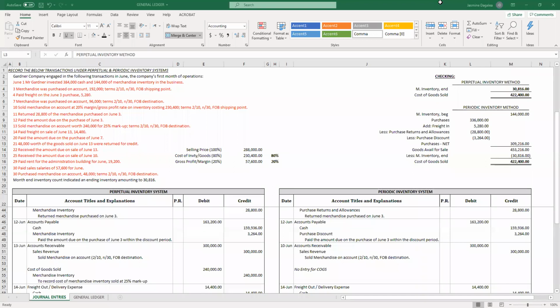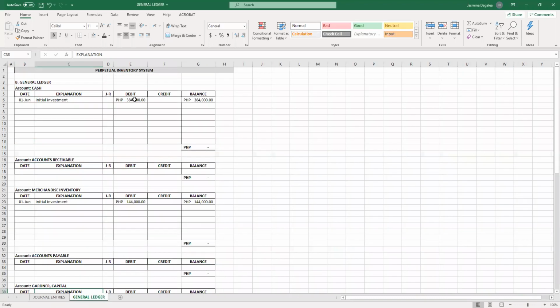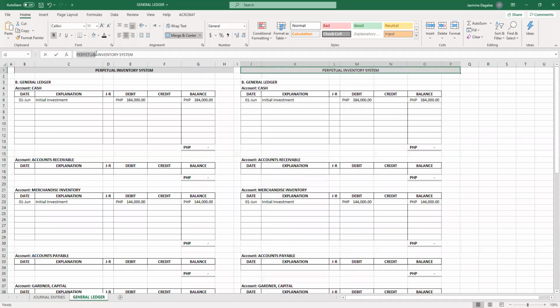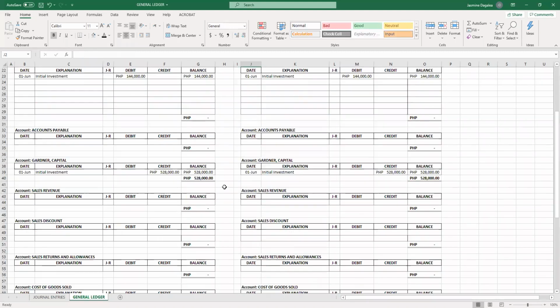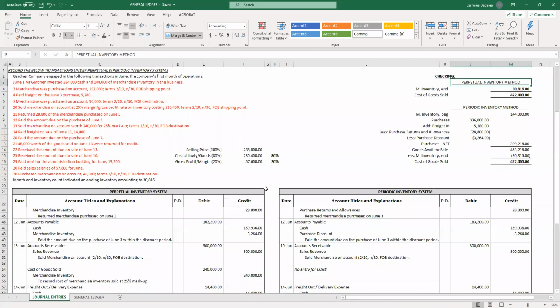So, your assignment, I will send this to you. Just try to post it to the general ledger so you can practice. To practice, get the ending balance and try to prepare the financial statements.